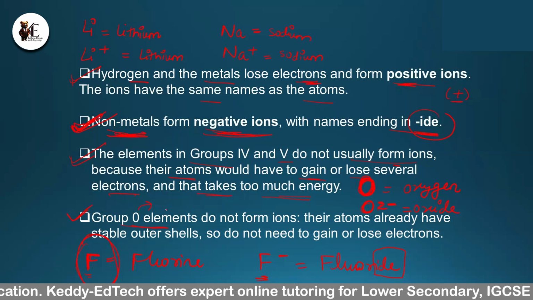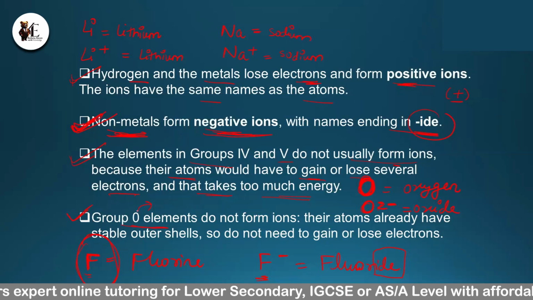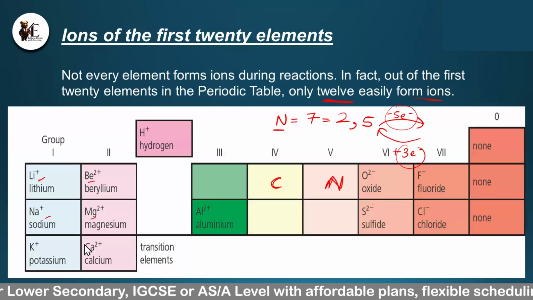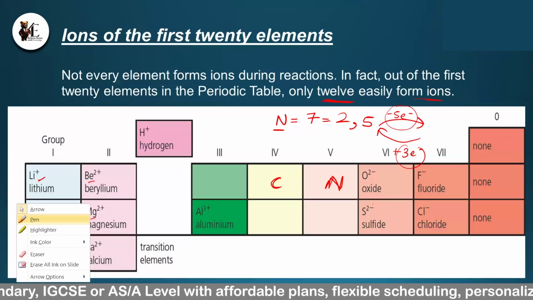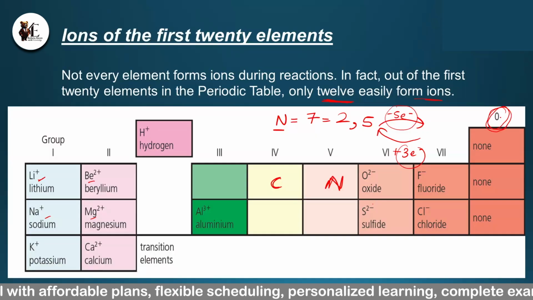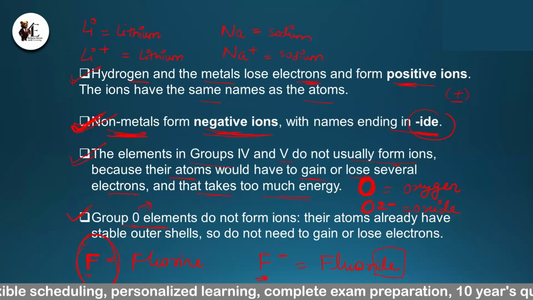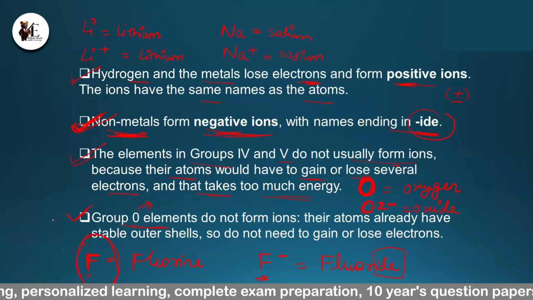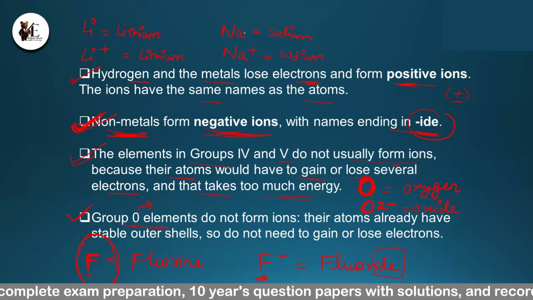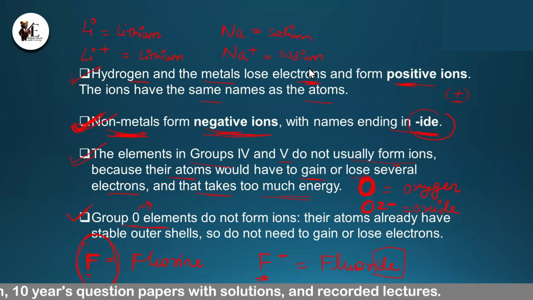Iron. What is the name of an element of group 0? This group. This is group 0. Check in your periodic table. Group 0. Look at the right hand side.